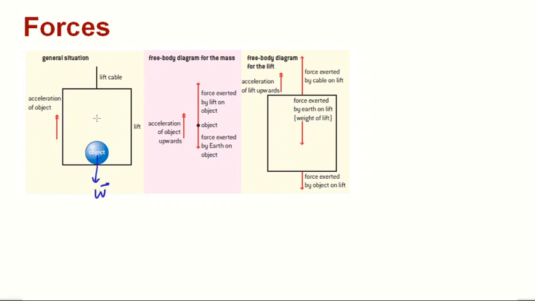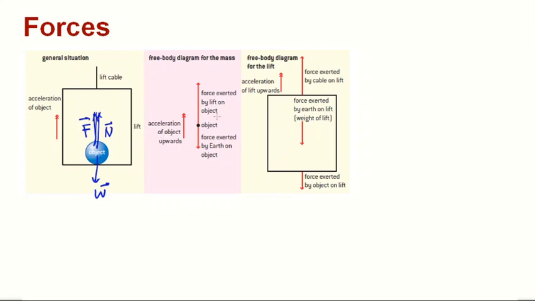However, the elevator is going upwards. So I would have a force upwards, which is my normal force. It's preventing the object from just going through the elevator downwards. But since this is accelerating upwards, I will also have another force up, which is the force to accelerate this object upwards with the elevator.